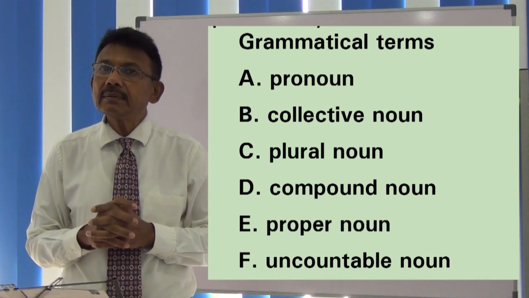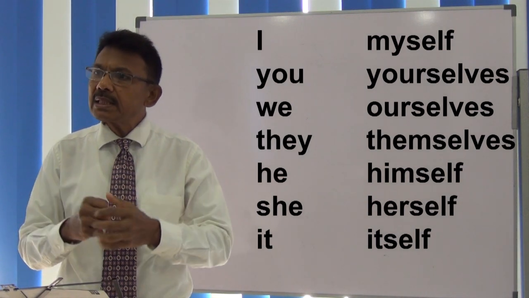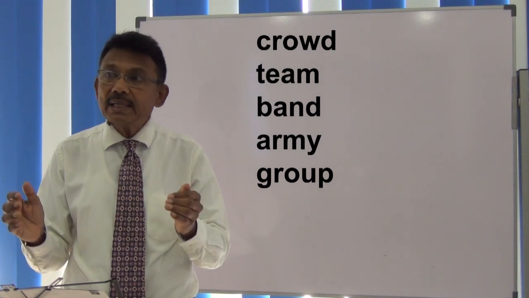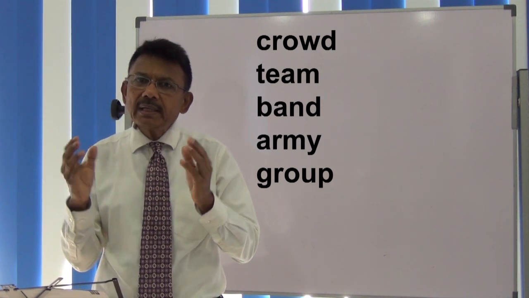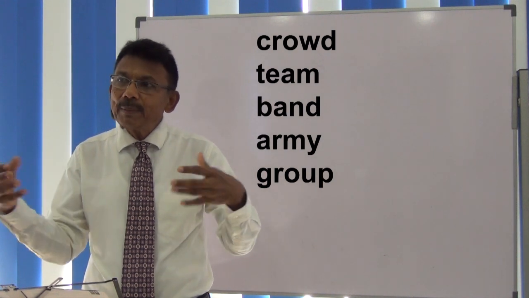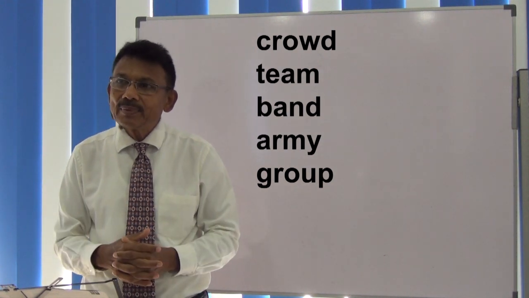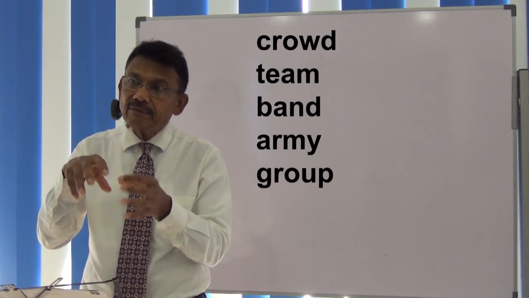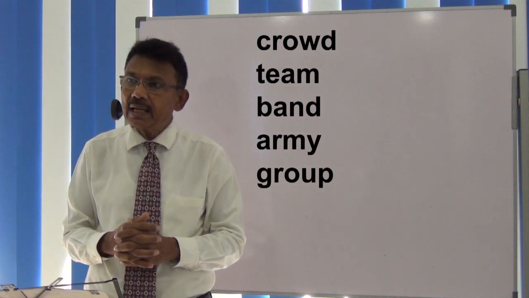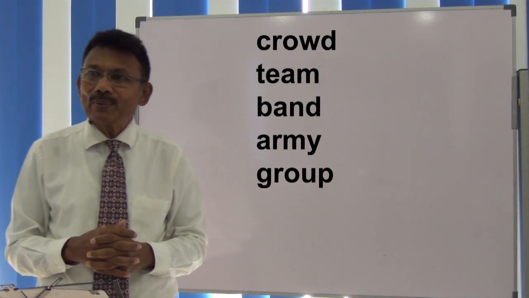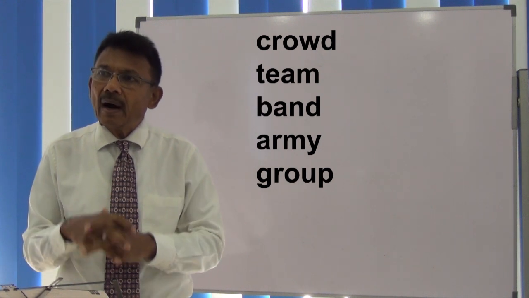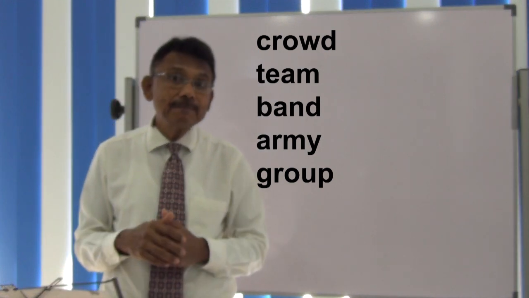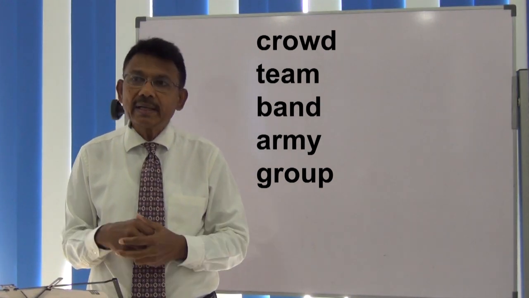Now, for example, crowd is a collective noun. Team is a collective noun, because that word tells us more people are involved in that, right? So, they are collective nouns. The word gives us an idea of a lot of people involved. Orchestra is a band, collective noun. Band, army, group, right? Then team, crowd, they are all collective nouns.